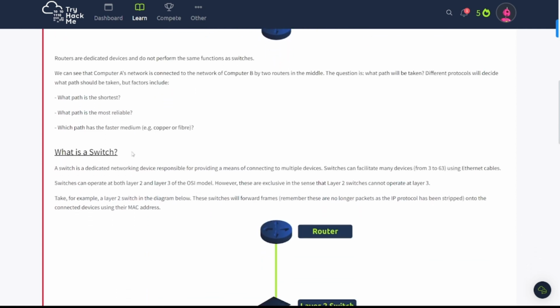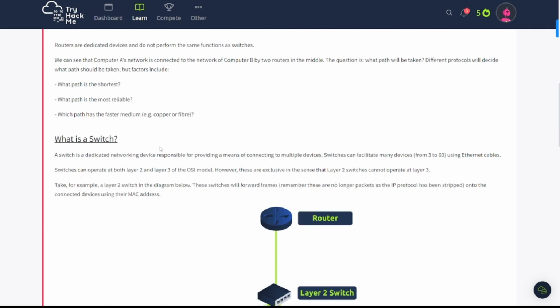Routers are dedicated devices and do not perform the same functions as switches. We can see computer A's network is connected to the network of computer B by 2 routers in the middle. The question is, what path will be taken? Different protocols will decide what path should be taken, but factors include what path is the shortest, what path is the most reliable, which path has the fastest medium, e.g. copper or fiber.